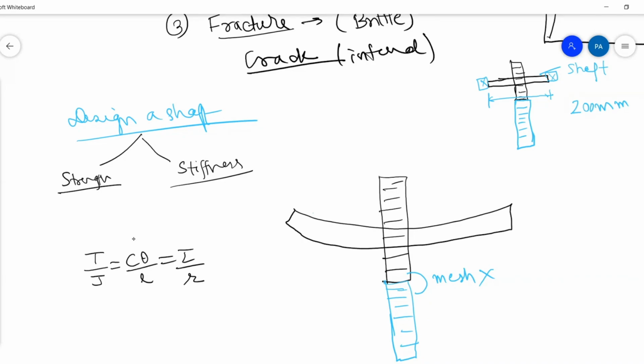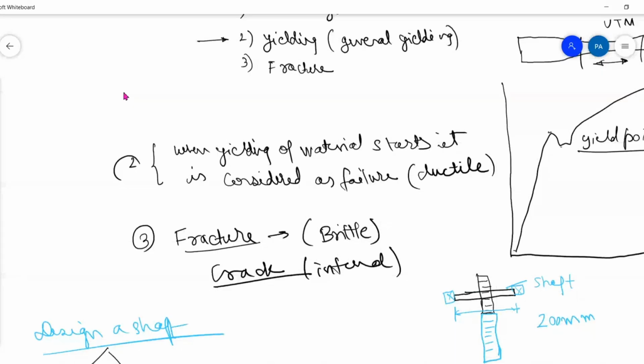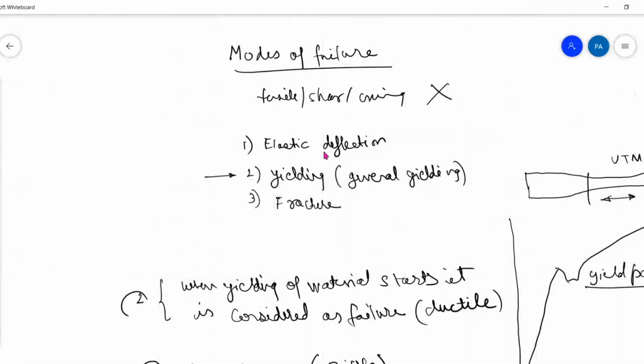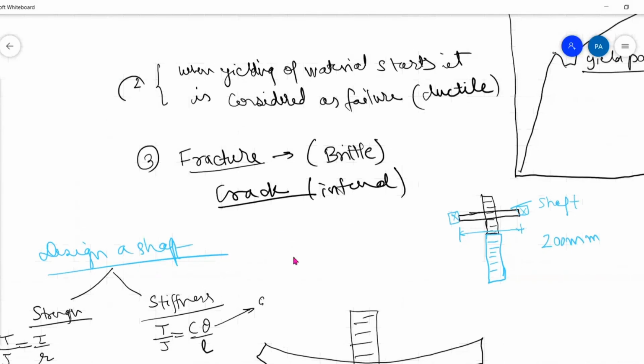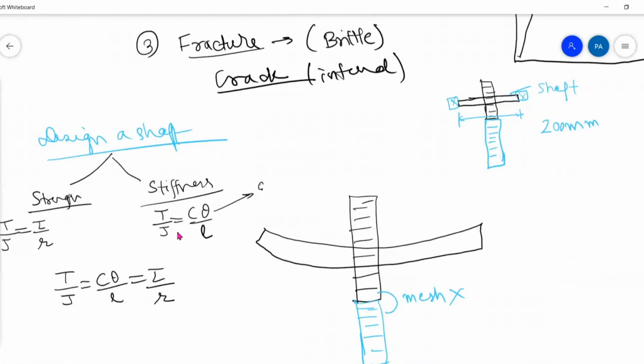So when I am designing a shaft on the basis of strength, the equation will be T by J is equal to tau by R. And when I am designing the shaft on the basis of rigidity and stiffness, then the equation will be T by J is equal to C theta by L. So in this, if you have studied, there can be elastic deflection in the shaft.